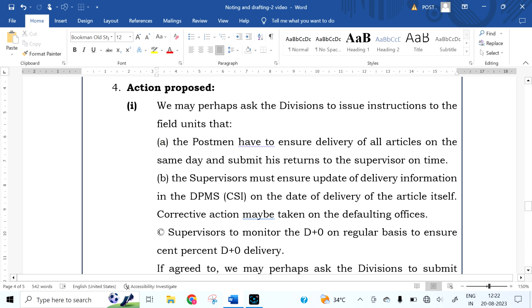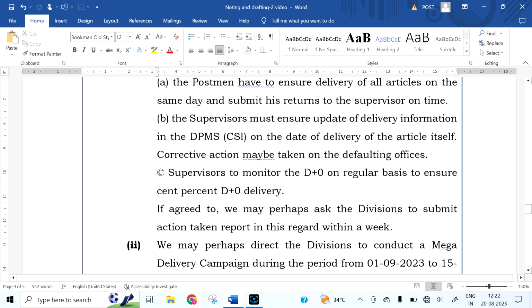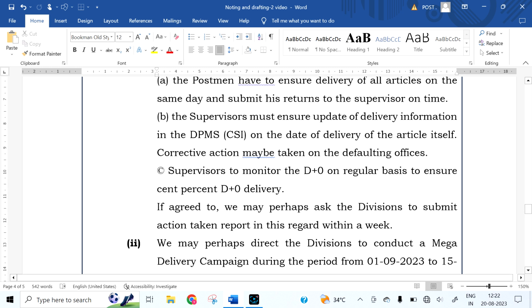The supervisors must ensure the updation of delivery information in DPMS on the date of delivery of the article itself. Corrective action may be taken on the defaulting officer. So wherever there is a defaulting office, a corrective action should be taken, and postman should ensure timely submission of returns, and updation should be done by the SPM regularly in DPMS. These 3 points we have written.